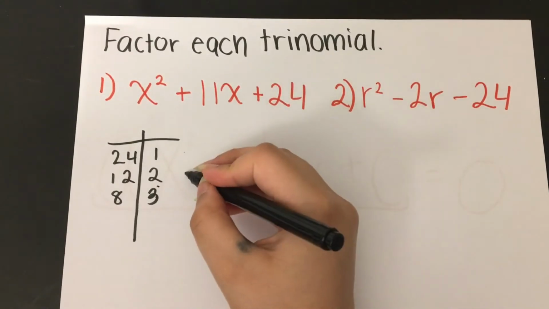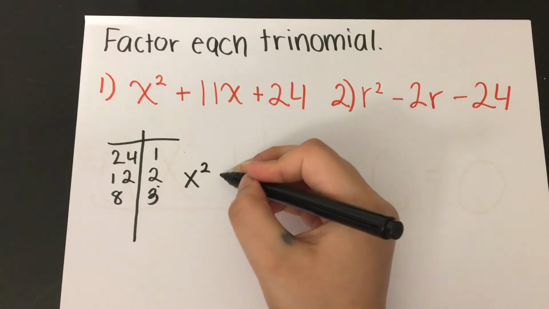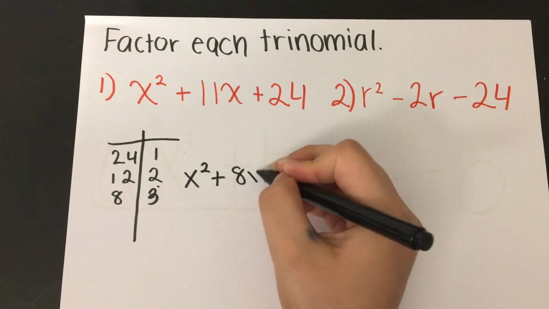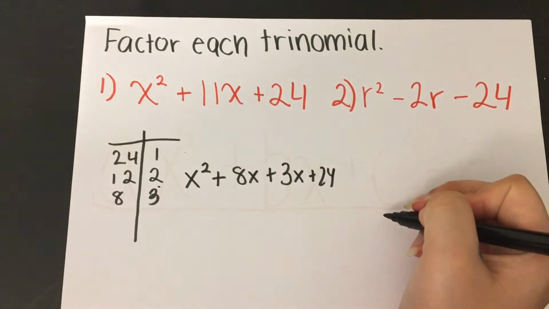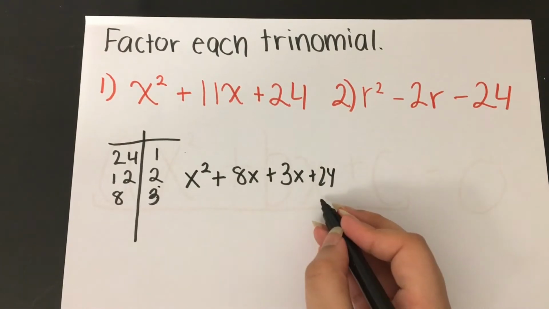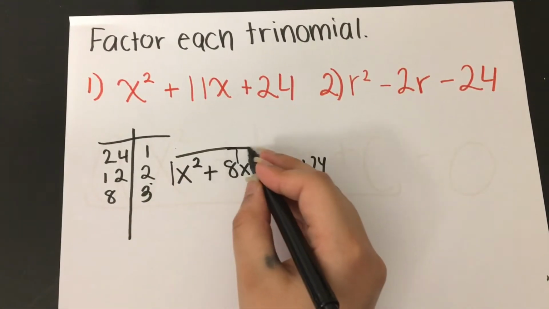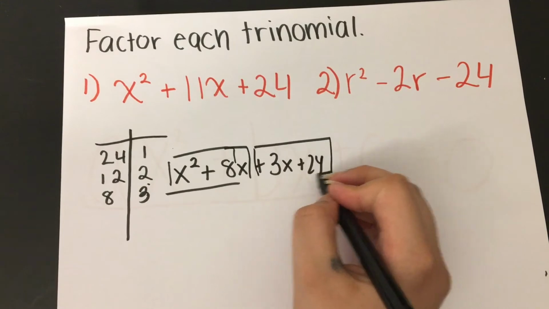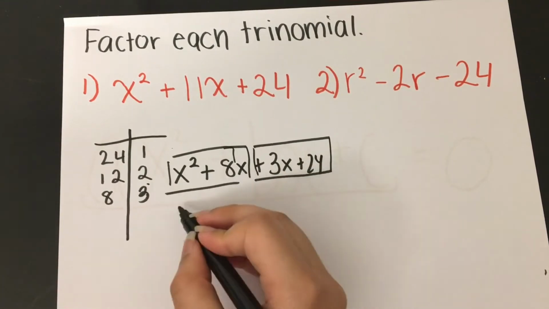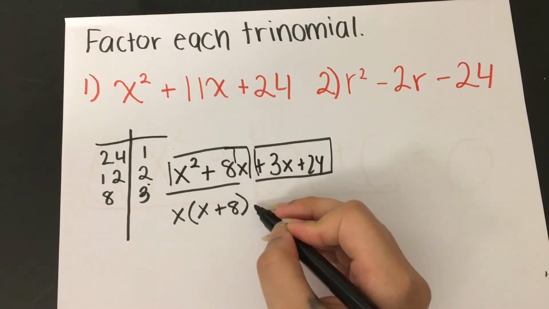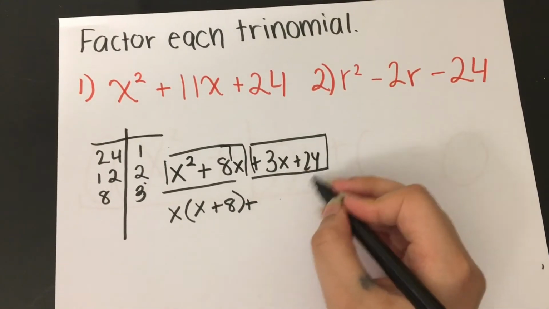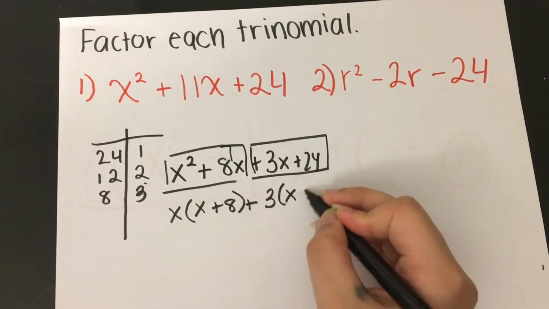Now, we repeat the same process. We rewrite the equation: x squared plus 8x plus 3x plus 24. Alright, so now, let's pull out the GCFs. Remember to group it like this. If we pull out a GCF, x, it's going to be x times x plus 8, plus, we can pull out a 3 from here, 3 times x plus 8.